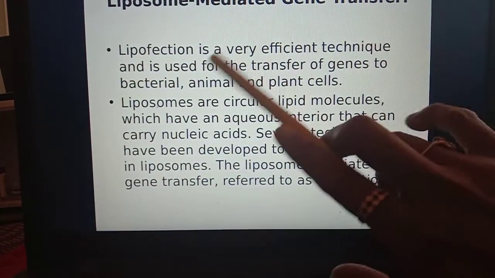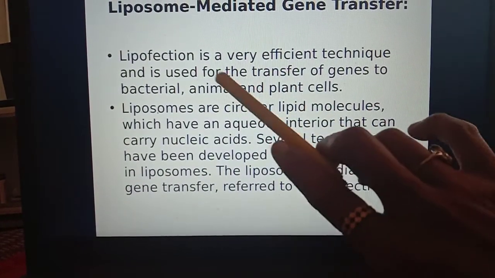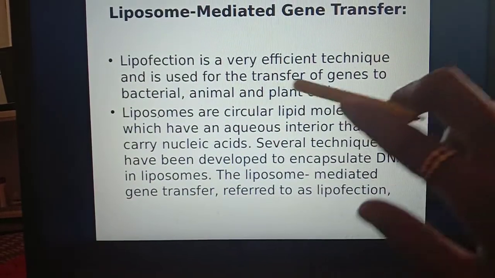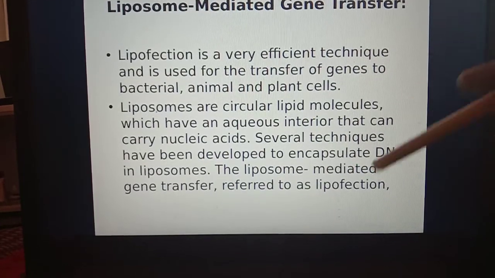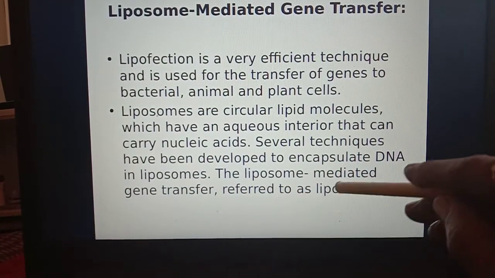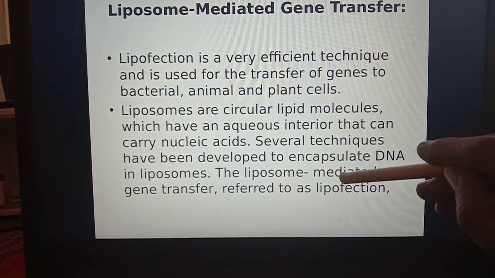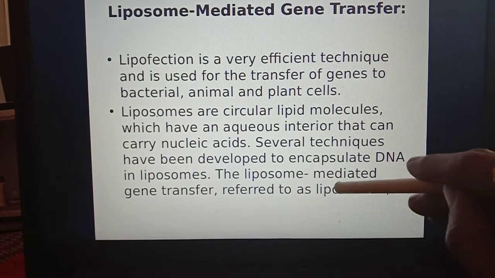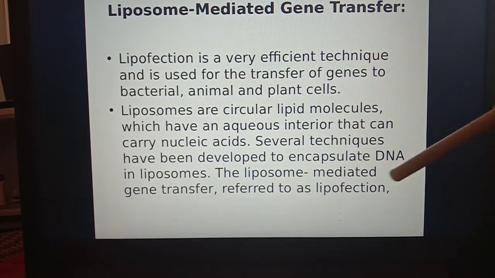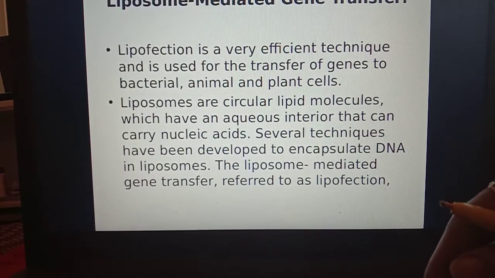Through this you can transfer genes into bacterial cells, animal cells and plant cells. Liposome mediated gene transfer is also referred to as lipofection. So we will see how it is done.